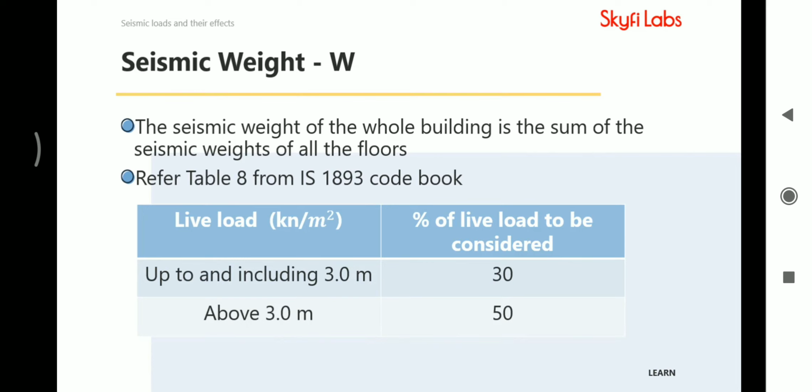The calculated design base shear is distributed among the different floors of the building. The distributed load should be applied at the column joints in the lateral direction. This completes the video on seismic loads and their effects on buildings.